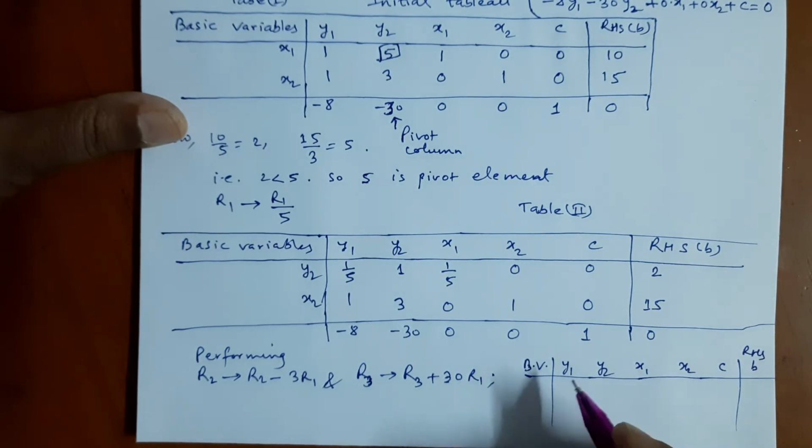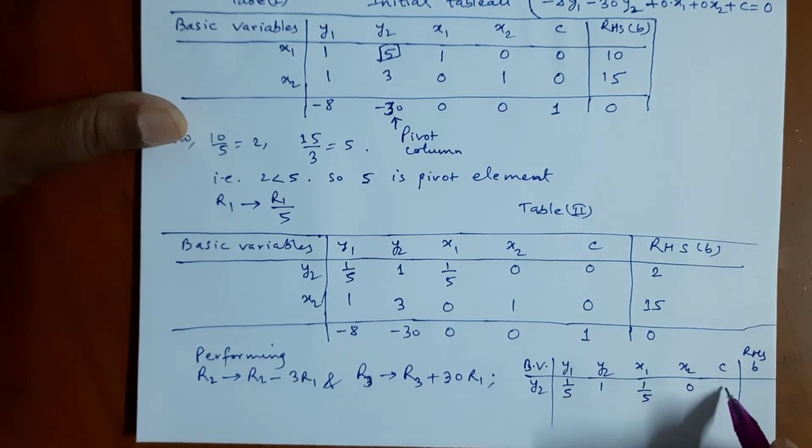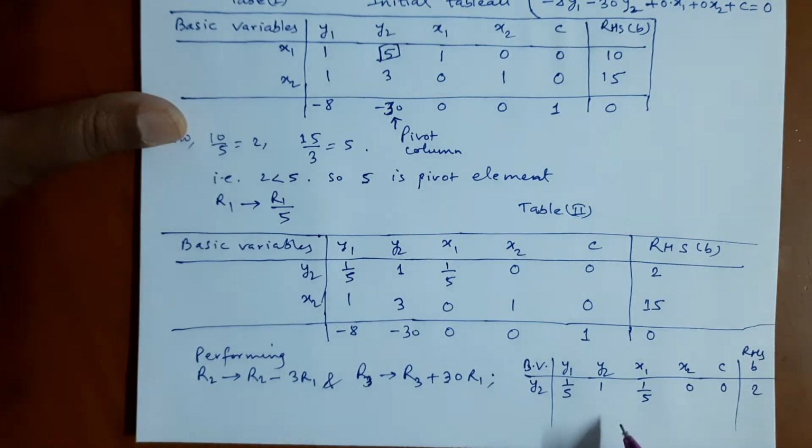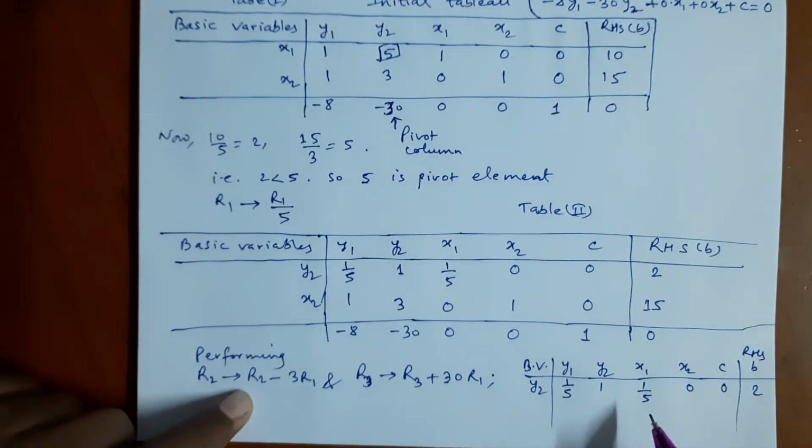Okay, and here basic variable y2, here 1 over 5 same, here 1, 1 over 5, 0, 0, and 2, and here R2 minus 3R1.